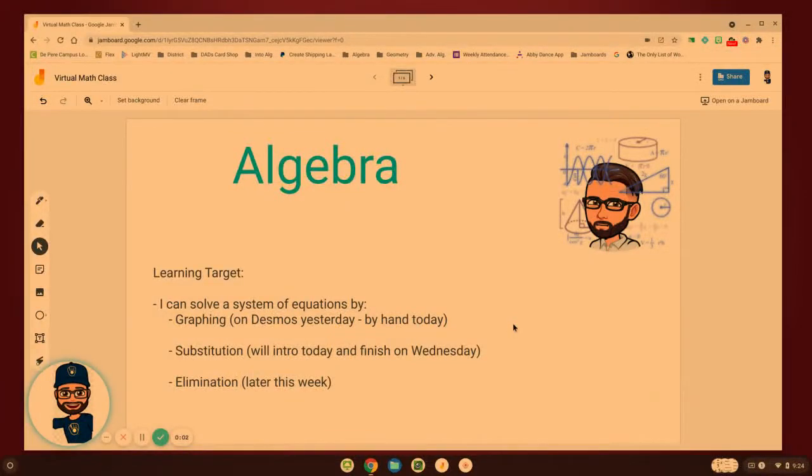Hello, algebra students. Welcome back to another video lesson as we continue rolling along with systems of equations. We're going to finish up today solving systems by graphing, particularly by hand. We did a little bit of Desmos yesterday, but today we're going to focus on how to find solutions by graphing by hand. We're also going to introduce you to this substitution method, something I think you'll find fairly familiar. We'll finish that up on Wednesday, and then elimination later in the week.